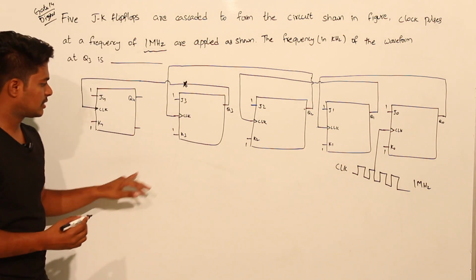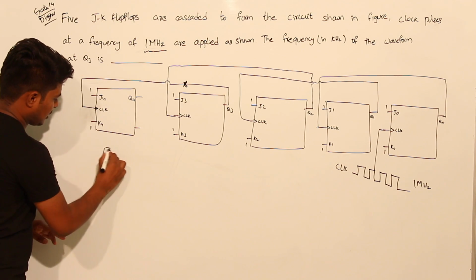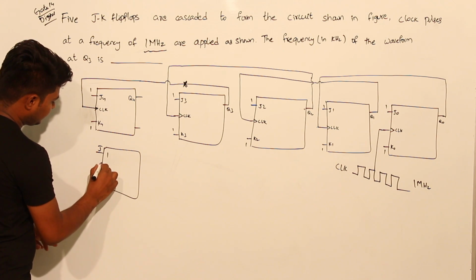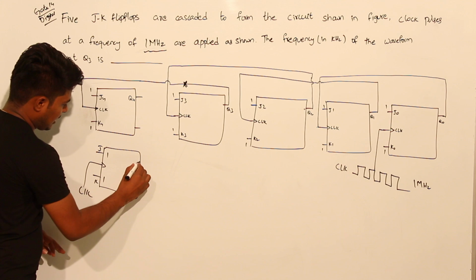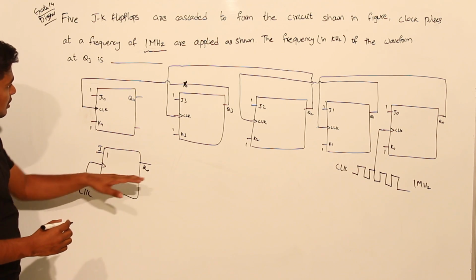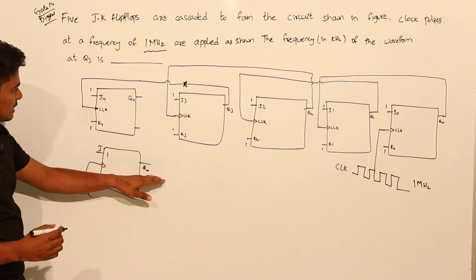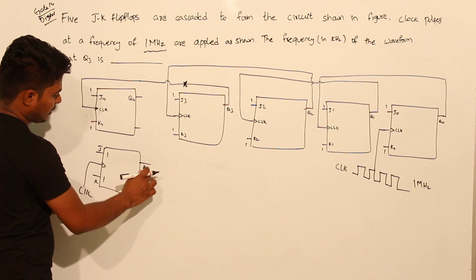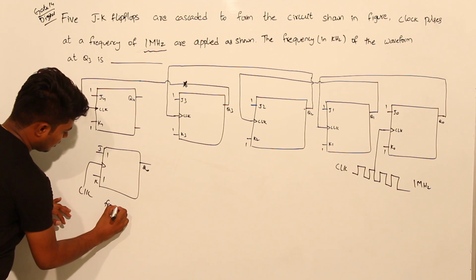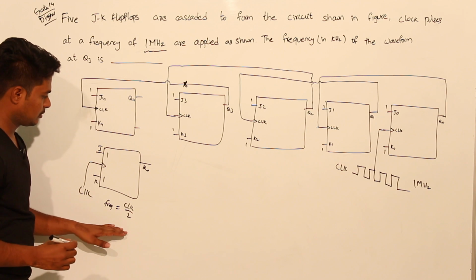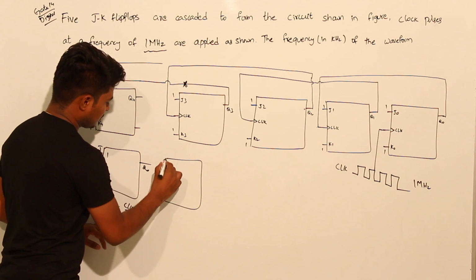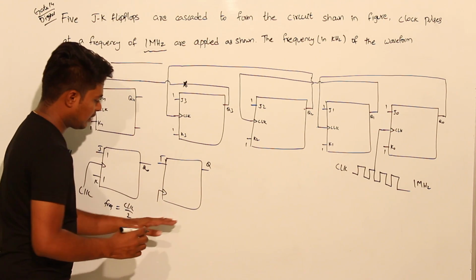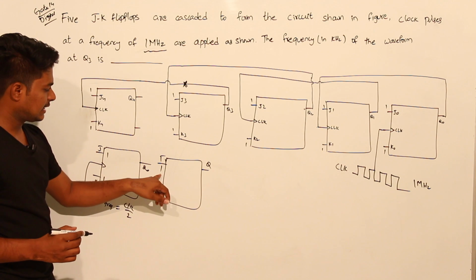Before going to solving the problem, you should know the concept. For a JK flip-flop where J and K are connected to 1, the frequency of the waveform will be half of the input clock. The frequency of the waveform Q0 will be half of the clock frequency, divided by 2. This is similar to a T flip-flop also. For a T flip-flop, it is also equal to half of the clock frequency if T is at 1.